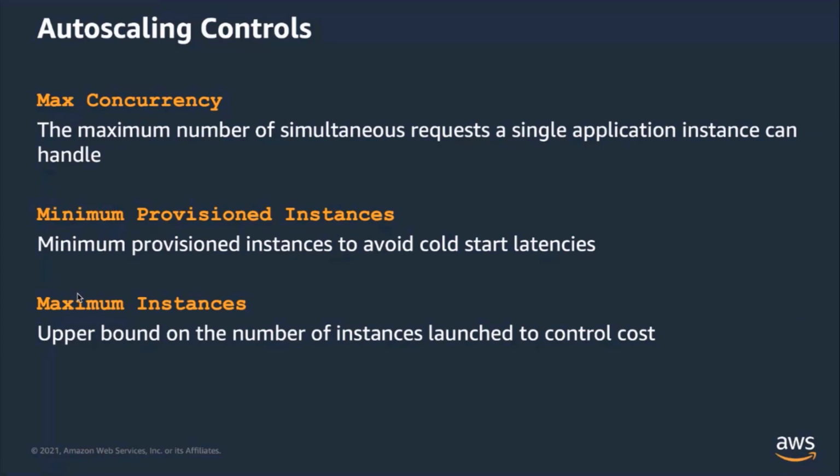The minimum is basically the number of provisioned instances we will keep up and running behind the scenes, even when your service is idle, so you can avoid cold start latency effects. And as I mentioned, there is a cost associated with these, but you can set a baseline for your service to avoid cold starts. And the maximum is basically an upper bound on the number of instances so that when we do scale out, you can control the cost that your service incurs at peak load.